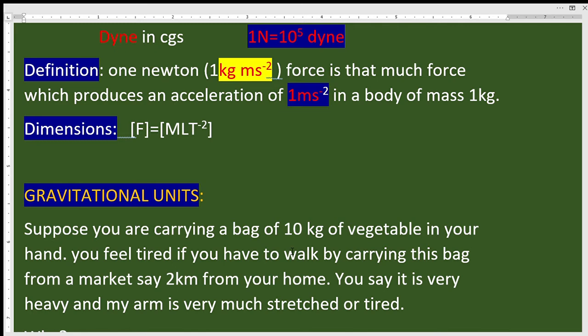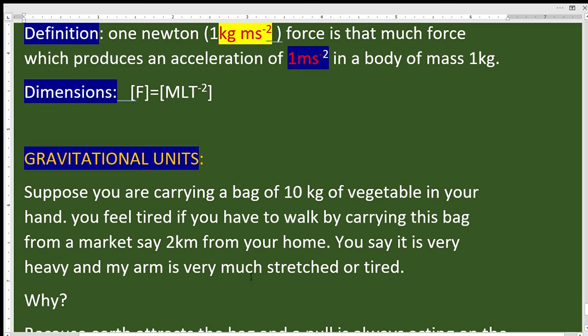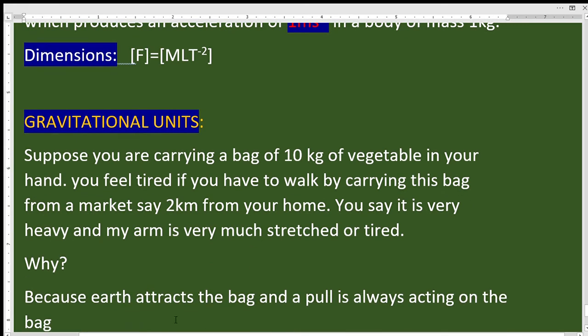You feel tired if you have to walk carrying this bag from the market, say 2 kilometers from your home, or say 1 kilometer. You say it is very heavy and my arm is very much stretched or tired. So you feel that. Why do you feel tired? What is happening? Earth attracts the bag. You are carrying the 10 kg bag, and Earth is attracting that bag.